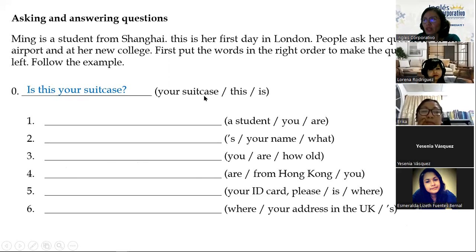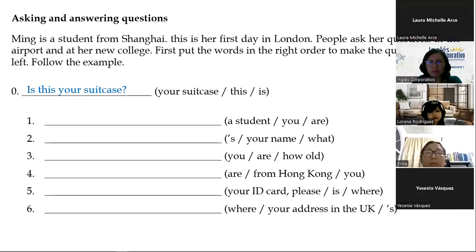So: your suitcase, this is. As we know, if we follow the formula, we know that the verb goes first, then the subject, and after that, the complement if we have one. So, is this your suitcase? The answer will be yes, it is, or no, it isn't, right? What about question number two? Question number two, dígame, Laura.